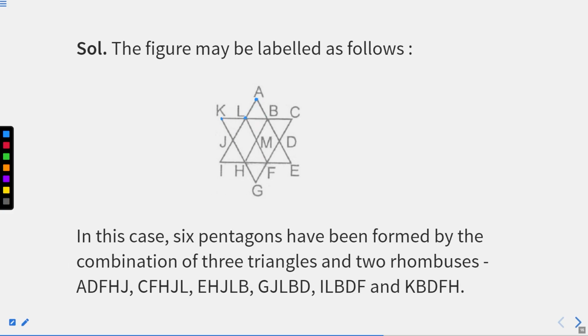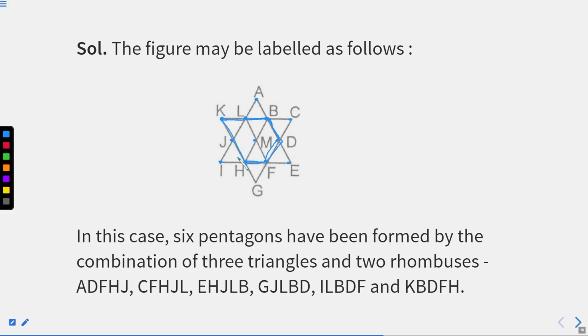If I start marking all of them, you can see 5, 6, 7th, 8th, 9th, 10th, 11th and 12th. Right, but you're able to see K, B, D, F, H. If I start marking this for you, K, B, D, and which one? F, H, and yes, we are able to form a pentagon again here.